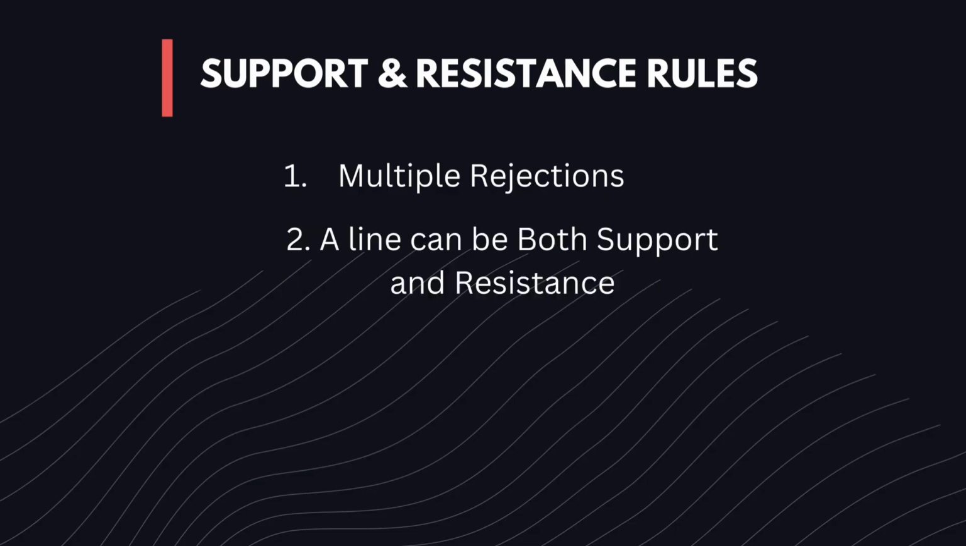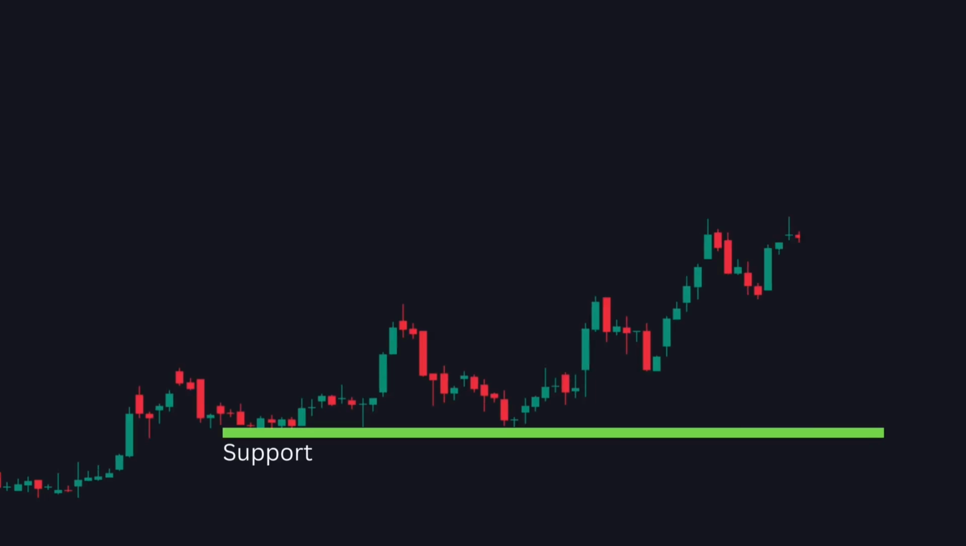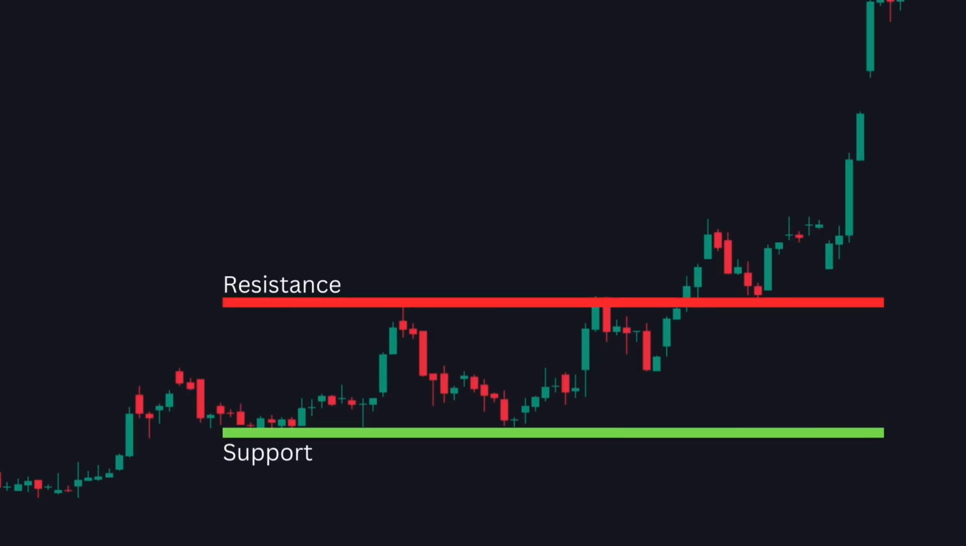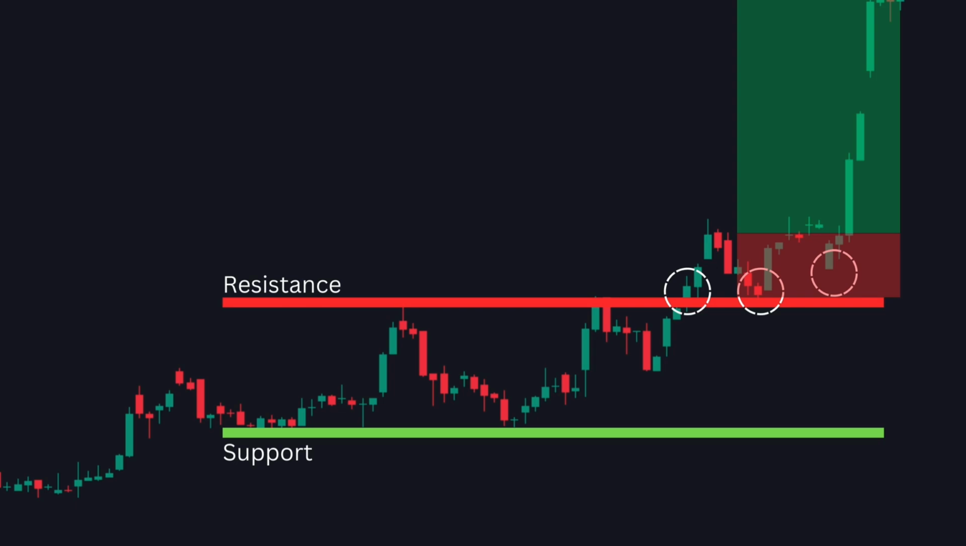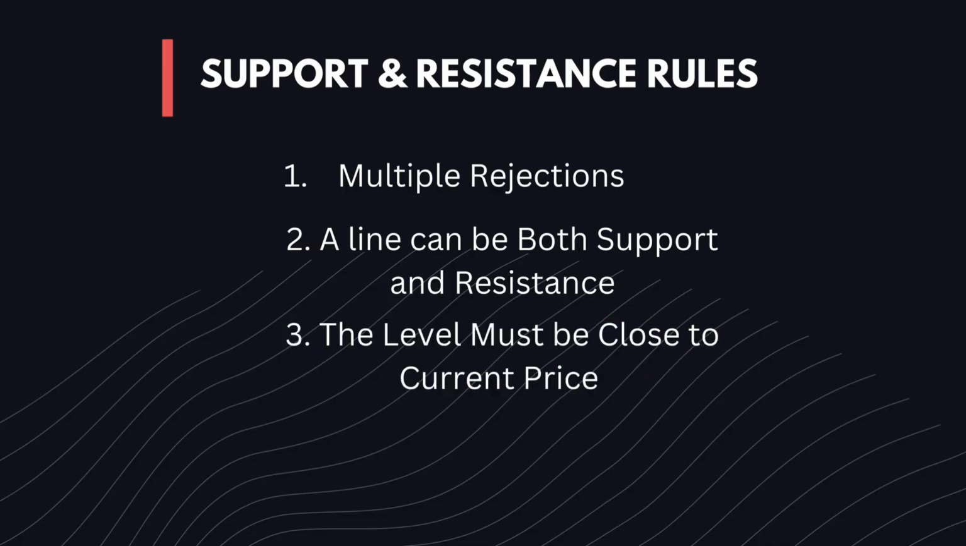Rule number 2 is that a line can be both support and resistance. On a chart, you might have a clear resistance level because the price gets rejected from it multiple times. However, once the price aggressively breaks above this resistance level and later returns down to it, it might get rejected multiple times and push back up. This means that the line, which was acting as resistance before the breakout, flip-flops to act as support after the breakout.